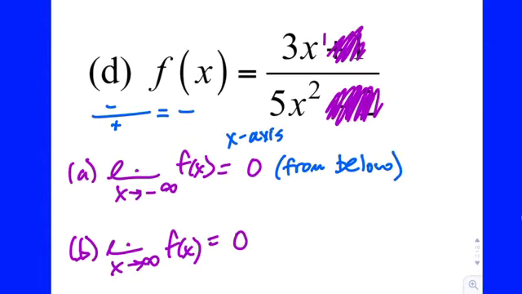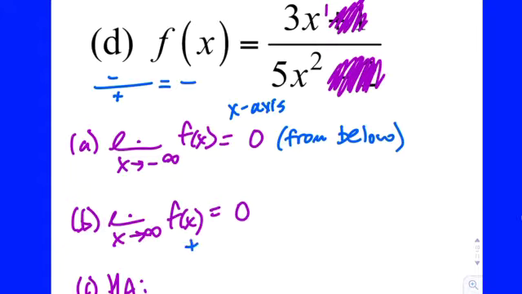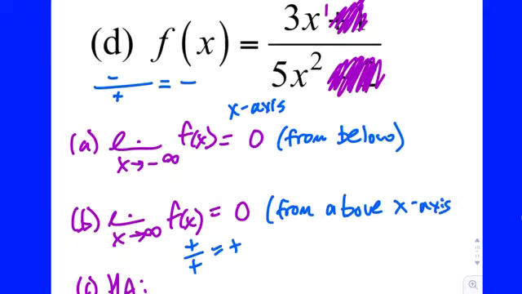And we'll do the same thing for the right-hand behavior. We still know we're approaching the x-axis, but for positive x values, when I plug it in, 3 positive to the first is positive, and 5 positive squared is positive. So we're getting positive numbers, so we're approaching 0 from above. I should say above the x-axis, just to make it a little more clear. There we go. From above the x-axis. We will be sketching these later on, and that's going to be helpful information.